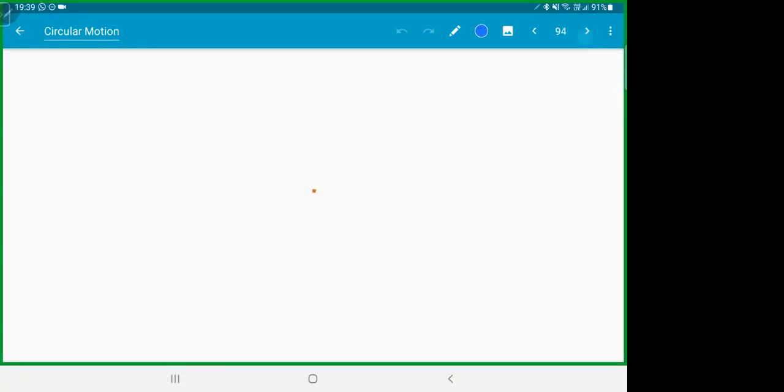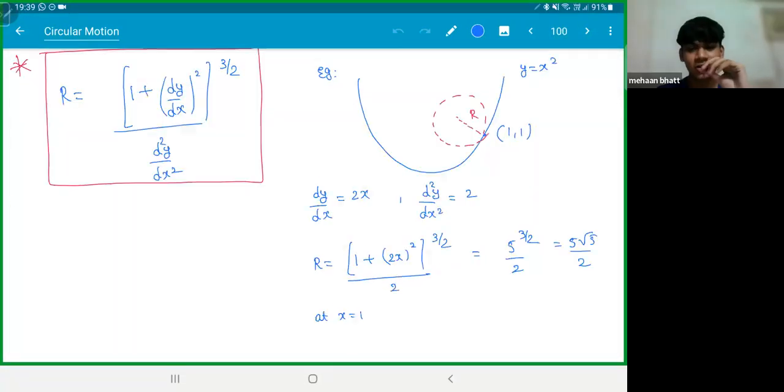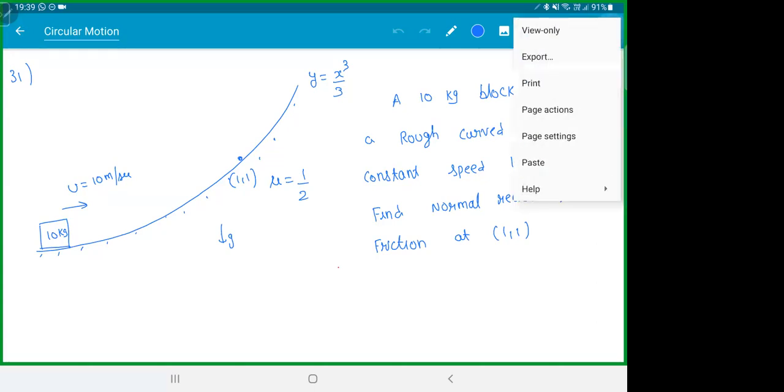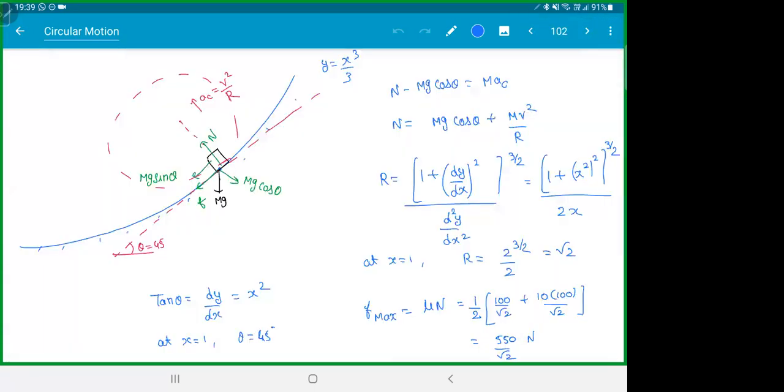Don't you remember radius of curvature? It is the same problem we did and you don't even remember. Look, question 31 in circular motion. That is the problem. Exact same question we did and asked you to find normal reaction and friction at (1,1). Ditto question, same answer. And you don't even remember we did this thing in the class notes. It just tells how much you're revising the class notes.